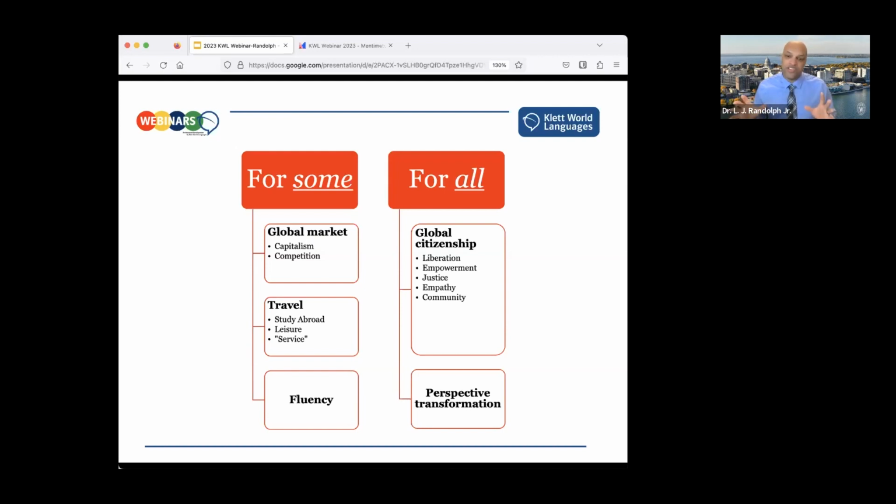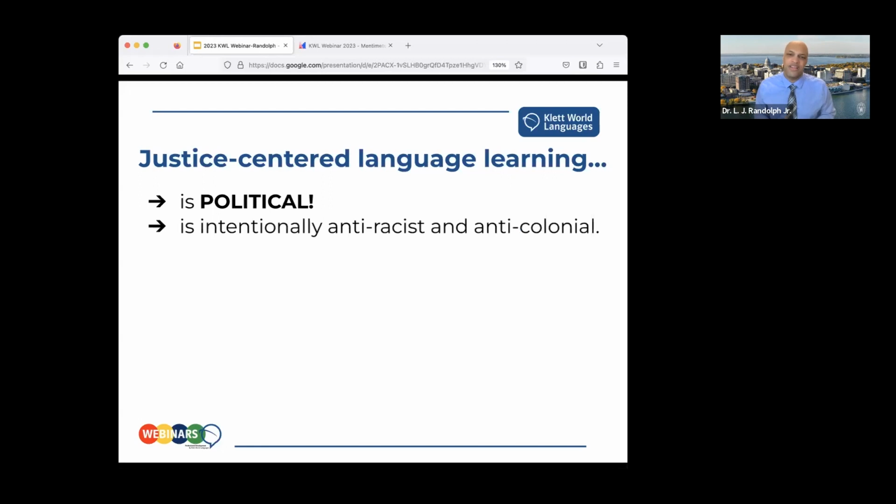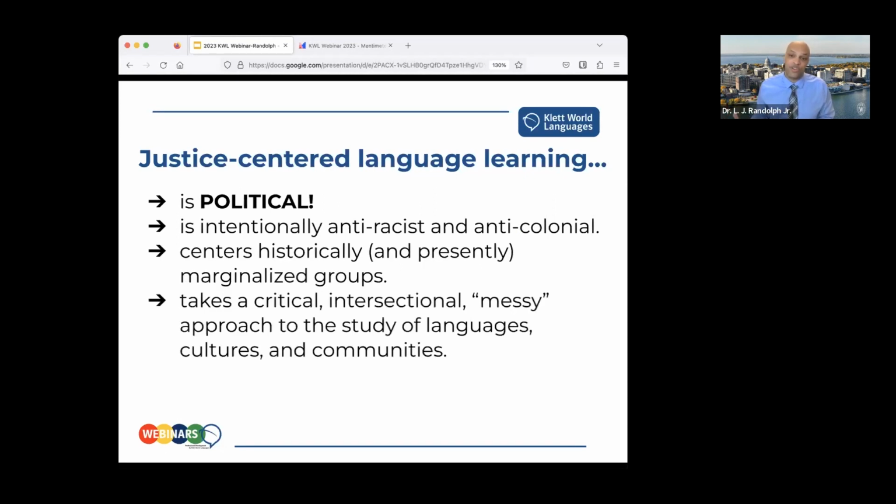So when I think about what a justice-centered language learning experience looks like in the classroom, here's what I think. I believe it's inherently political. All education is political, a hill I'll die on. Anyone who's thought seriously about education has come to this conclusion. So that's not controversial at all. It's intentionally anti-racist and anti-colonial. It centers historically and presently marginalized groups. It takes a critical, intersectional, I would say even messy approach to the study of languages, cultures, and communities.